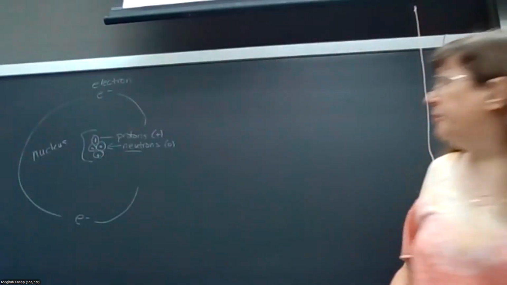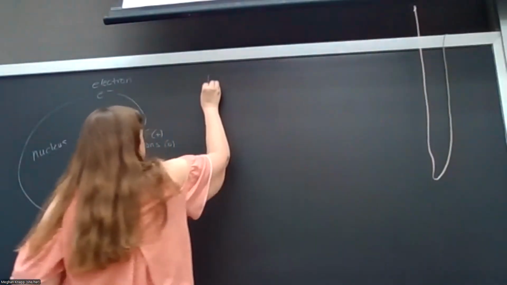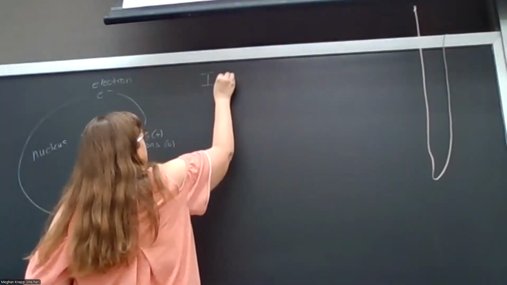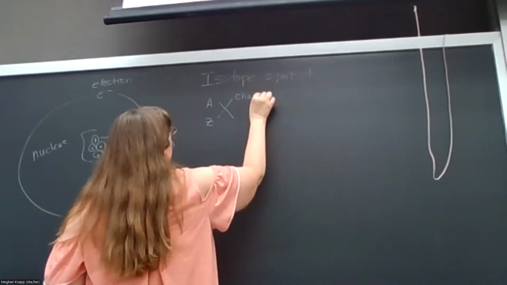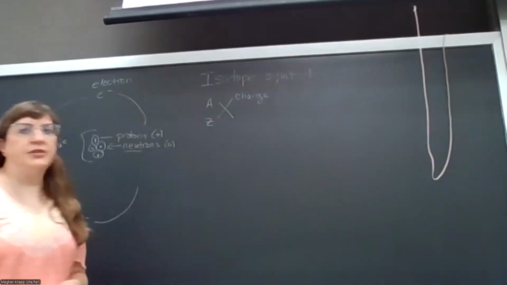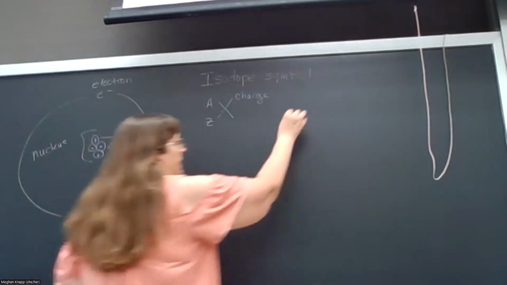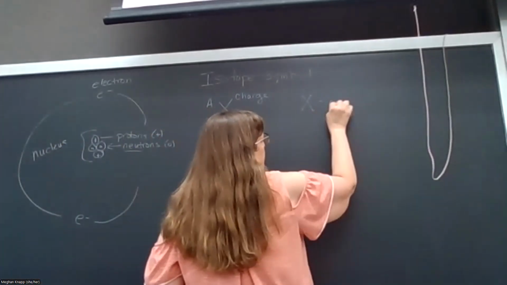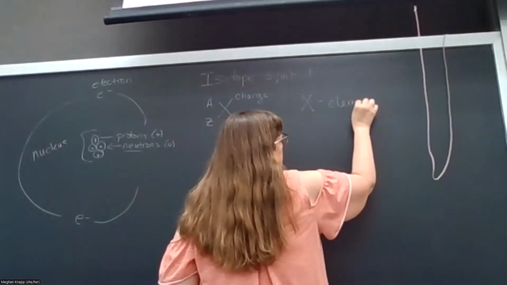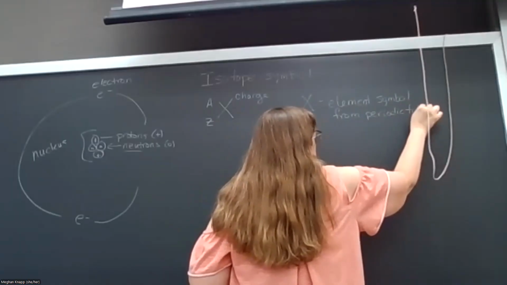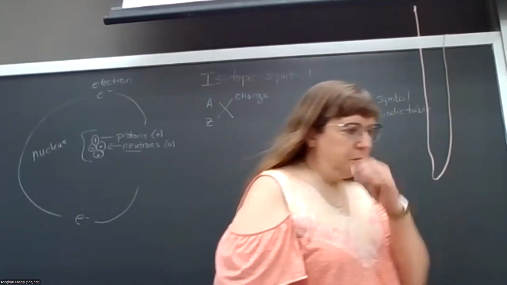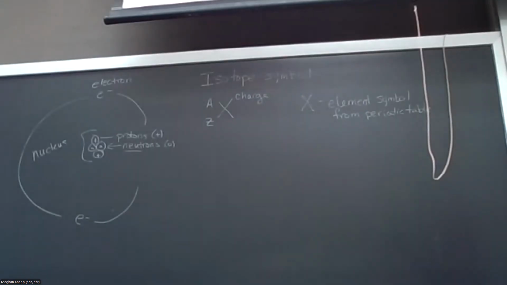So this is called an isotope symbol, and it has 4 parts. So X is going to be the element symbol from the periodic table. So if it's carbon, I'm just going to use the capital letter C. If it's potassium, I'm going to use the capital letter K.